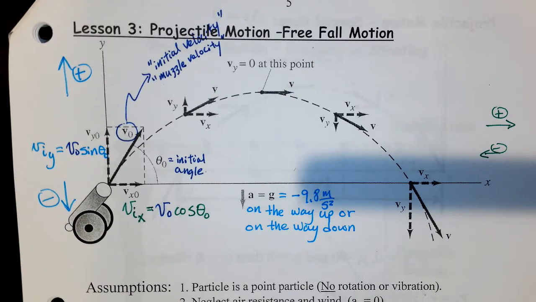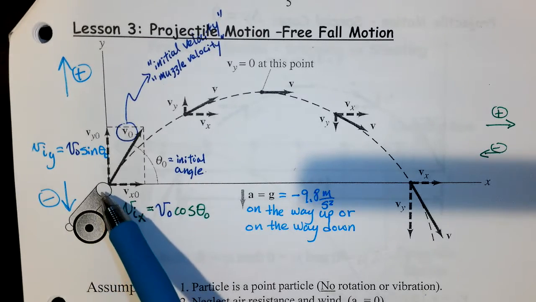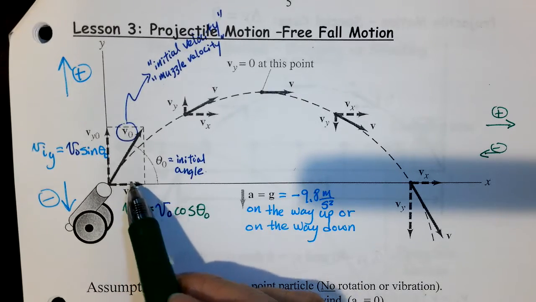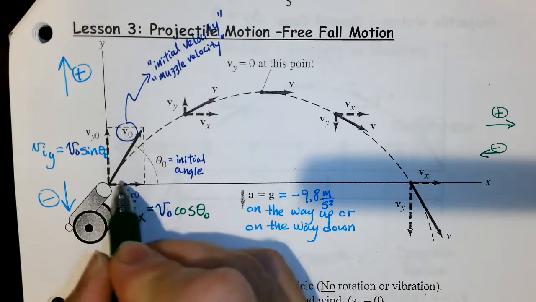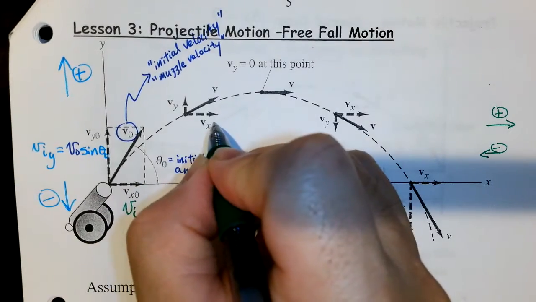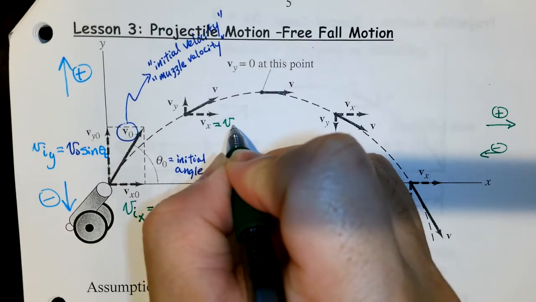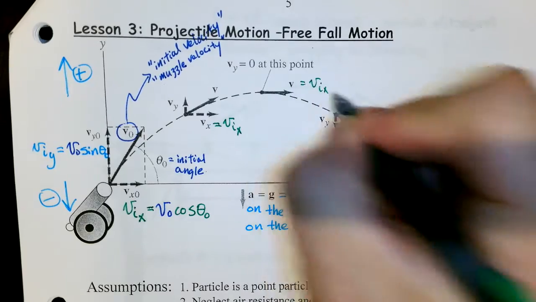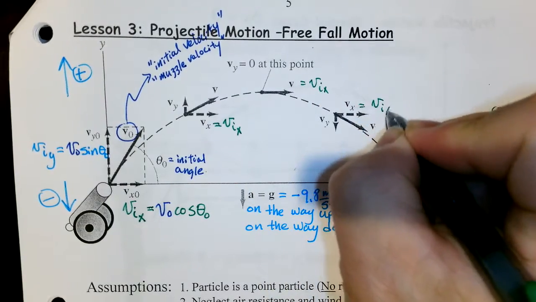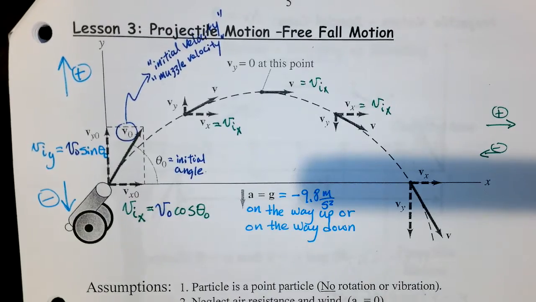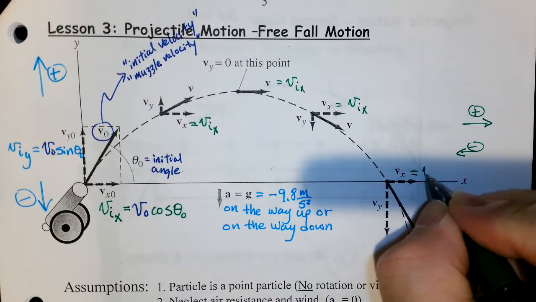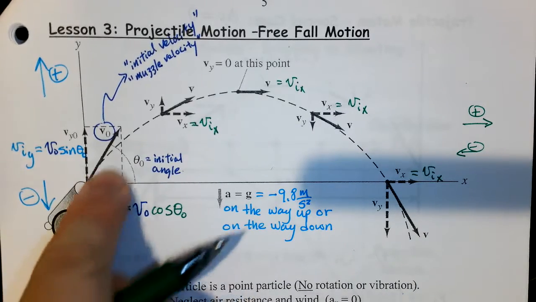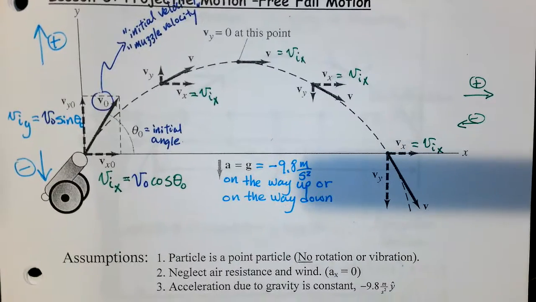When you fire this thing, since horizontally there's nothing influencing this, the initial horizontal velocity that we calculate right here will be the same at any time. It will not slow down or speed up horizontally. So once it is fired, it remains at this speed horizontally throughout the whole trajectory.